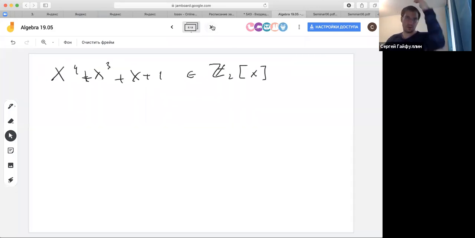Okay, this polynomial in Z2 of x. How can we factorize this? Of course, the degree of this polynomial is 4, but we hope that there is a root. How can we check if this polynomial f has a root?